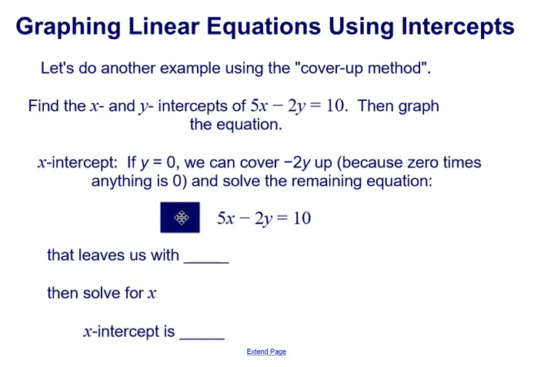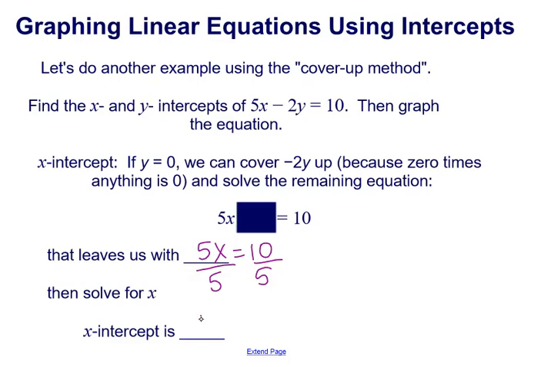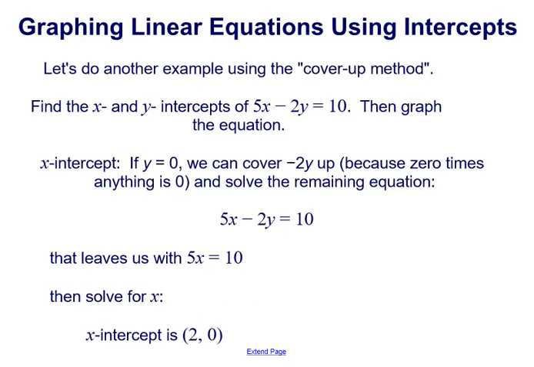So let's do just that. I'm going to cover up that part of the equation. That is leaving me with just 5x equals 10. So that's what we now want to solve for x. We can divide both sides by 5 and get that x equals 2. So the x-intercept of that equation, 5x minus 2y equals 10, is 2, 0.